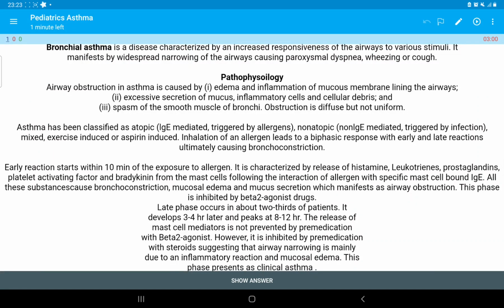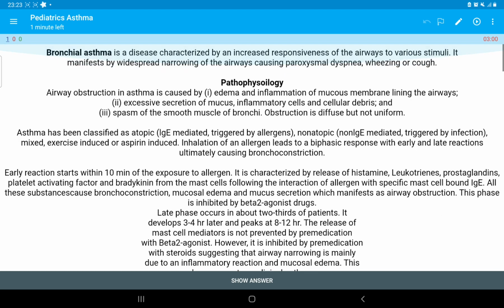Today we'll be discussing bronchial asthma. Defining bronchial asthma: it is a disease characterized by increased responsiveness of the airways to various stimuli. It manifests by widespread narrowing of the airway, causing paroxysmal dyspnea, wheezing, or cough.